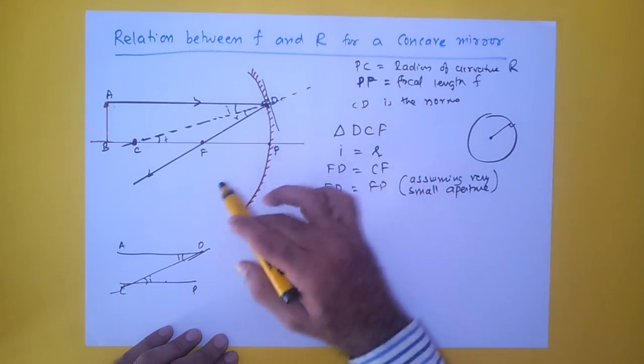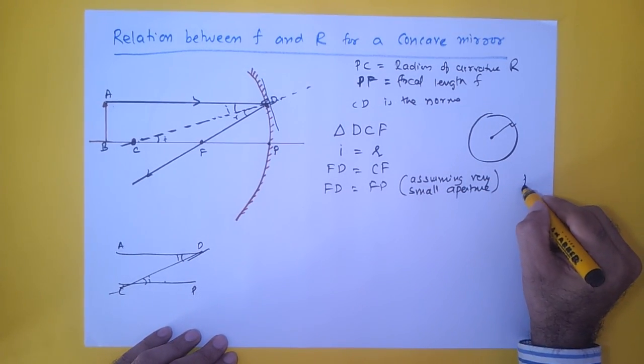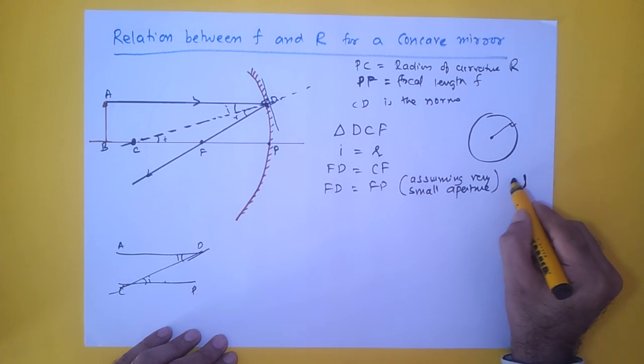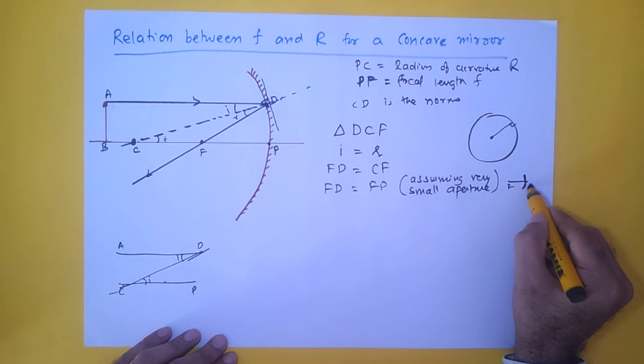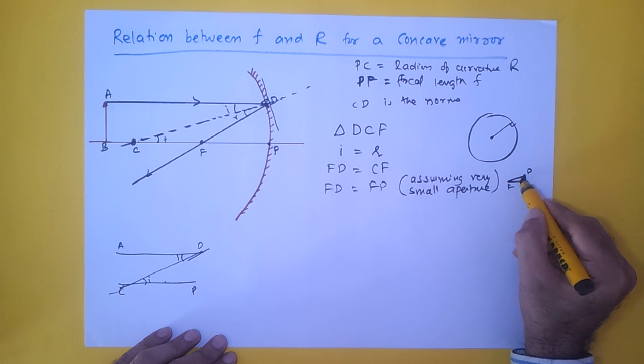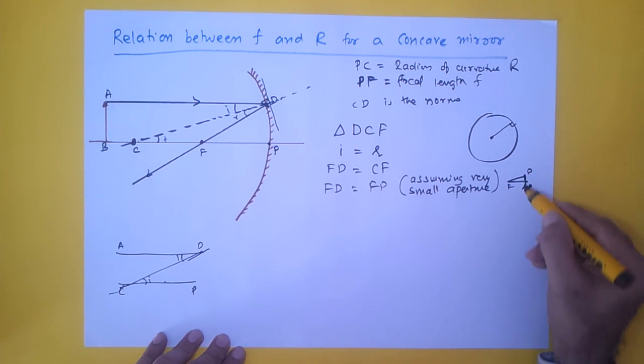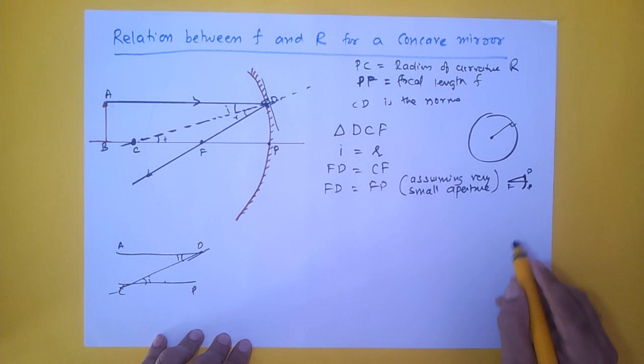We are assuming that this mirror, even though it is shown over here, has a very small aperture. It's extremely small. Therefore, FP and FD, both these lines will be nearly equal. The difference between them will be very, very small.